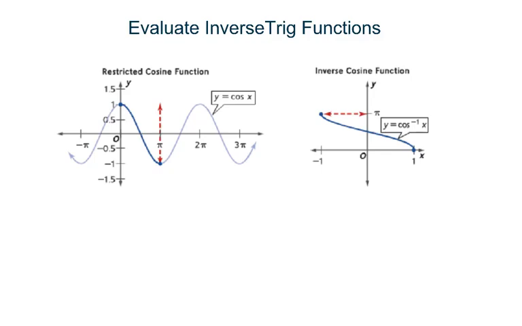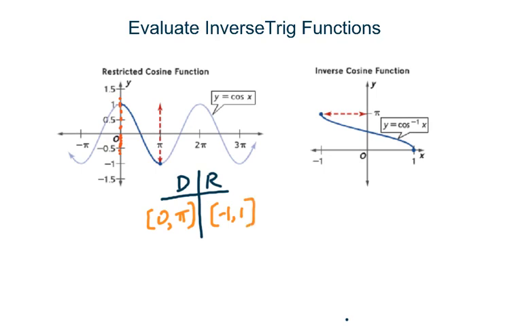Today's lesson is about evaluating inverse trig functions. First of all, let's go over how inverse trig functions are defined. As we know, only a one-to-one function has an inverse function. So for the cosine function, the domain is restricted as 0 to pi, and the range is -1 to 1.